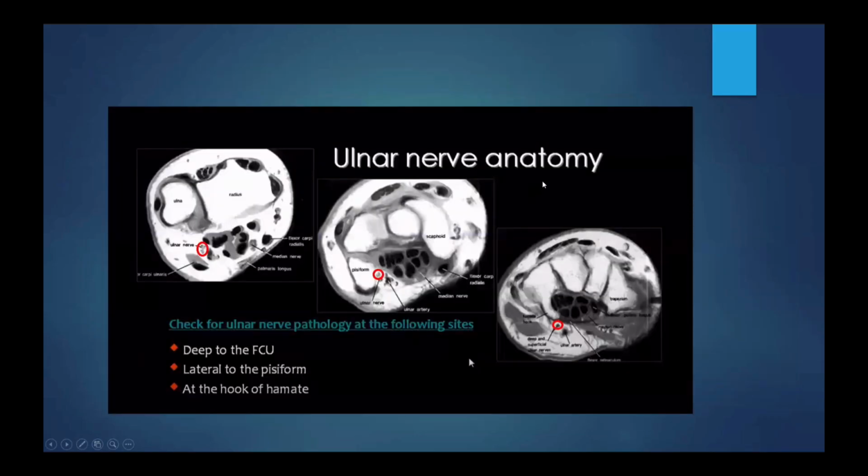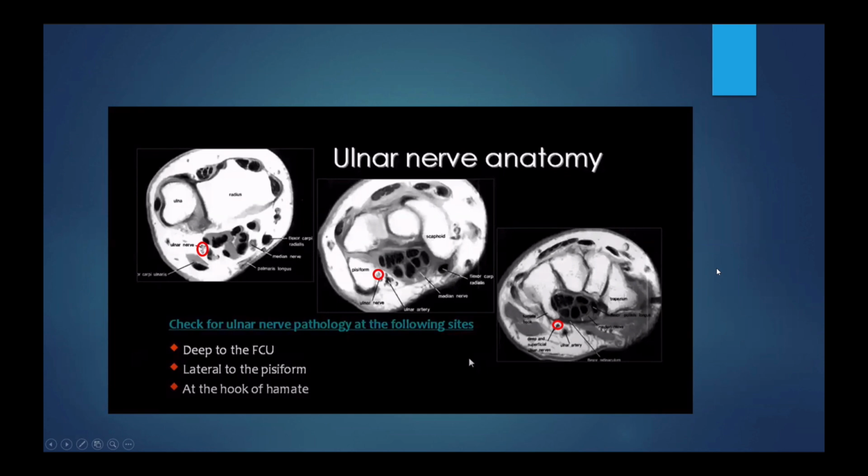The ulnar nerve anatomy: it's outside the carpal tunnel, and usually we assess it at 3 different levels: just deep to the flexor carpi ulnaris, or at the level of the pisiform, lateral to the pisiform, or at the level of the hook of hamate. This is the hook of hamate.